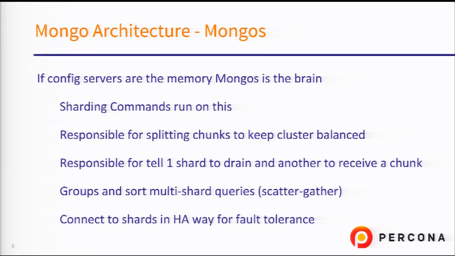And the MongoOS is responsible for doing the splitting or acting as the coordinator for all migrations. It also is responsible for grouping and sorting if you're not using an index and you're asking a question of multiple shards. Like you have user IDs in a range and you're trying to find those and it ends up going to all your nodes.